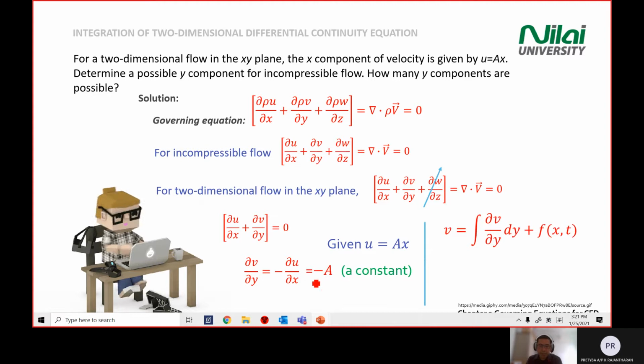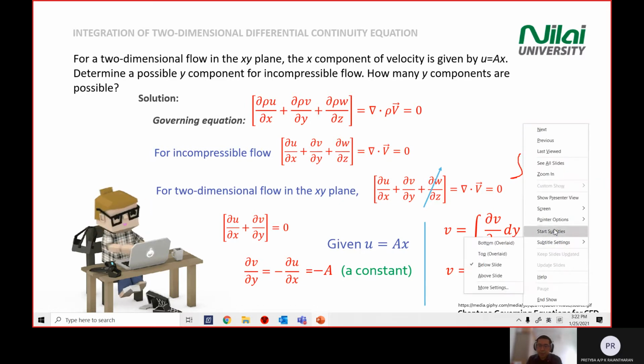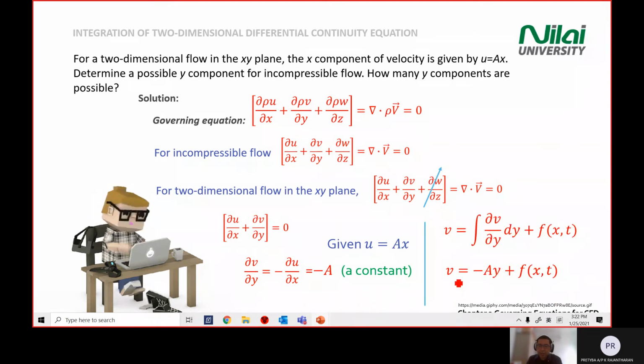So you integrate your y component because you want to see what happened in your y component. You just take this equation and integrate. So v equal to the integration of del v over del y dy plus the remaining f function in x direction. When you integrate this one, you'll get y, because this one is constant. Integrate dy, you'll get y plus a constant value. So here, at the end, we get v equal to negative ay plus a constant value, or f function in x direction.